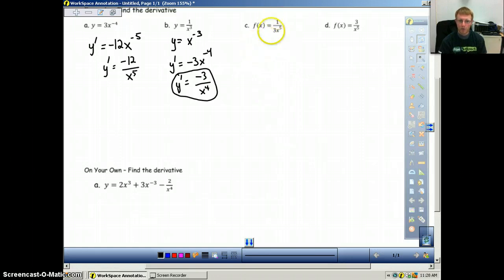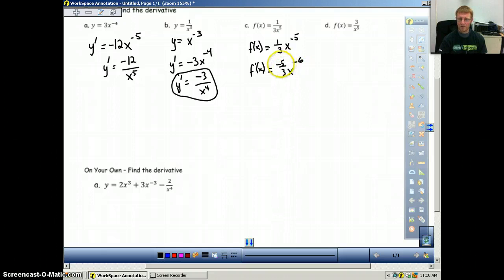We're going to leave the 1/3 as it is. We're not going to bring the 3 up to the top, but we're going to first rewrite it as 1/3 x to the negative 5. So notice the 1/3 stays as it is. Now we can take our derivative, f prime of x equals negative 5/3 x now to the negative 6.